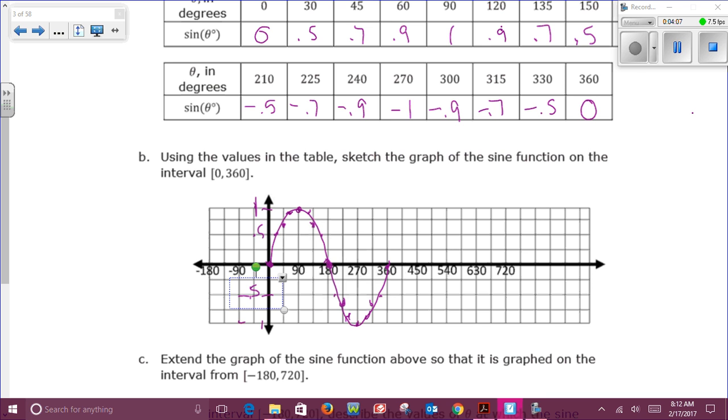Now, I want to extend the graph so that it's graphed from -180 to 720. We've talked about the unit circle and coterminal angles, and we can keep going and going around our circle. So what's going to happen is my graph here is just going to repeat the same pattern. So I'm going to put a few key points on my graph. At 450 I'm going to be at 1. At 540 I'll be at 0. At 630 I'll be at -1. And at 720 I'll be at 0. And I'm just going to continue my curve.